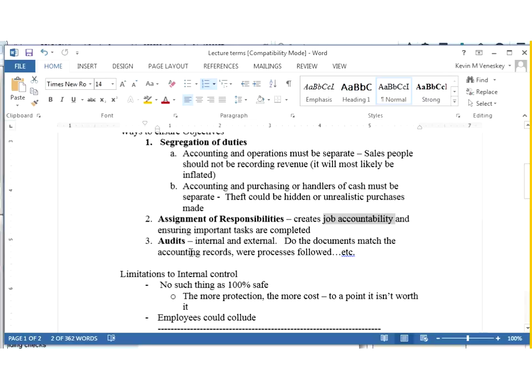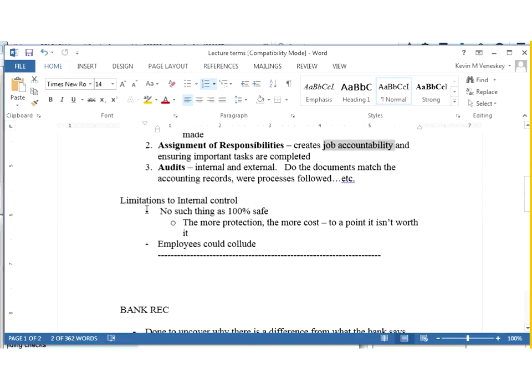Audits are just ways of checking. It doesn't necessarily have to be just your books. You could have audits of other items, your practices in the business. Is everybody following the same practice and doing what is set out in the company policy?